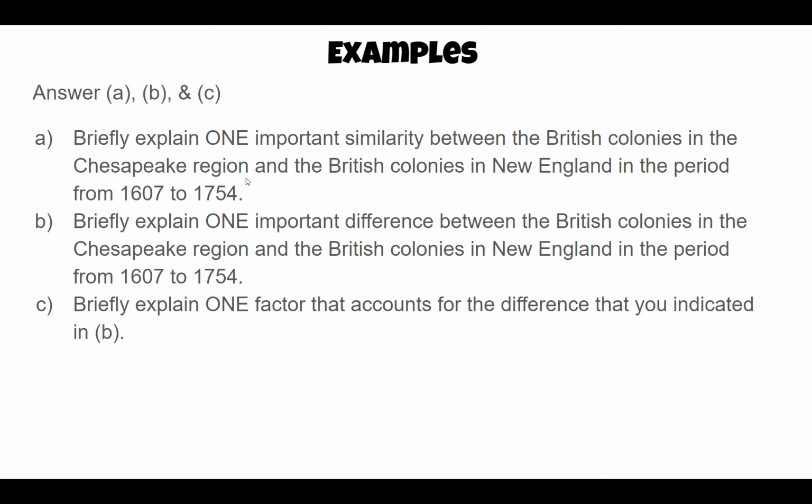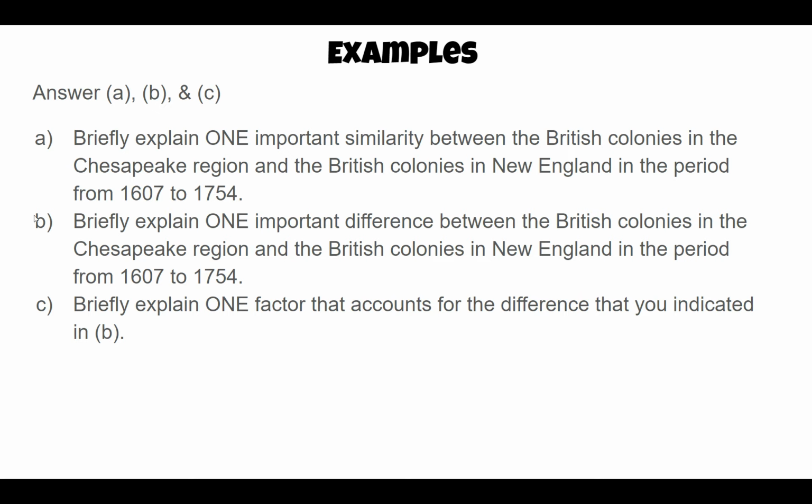There are many ways you can go to address this, and the time frame is 1607 to 1754. So you have to be within that time range. You've got to know enough content to know what some of the similarities were between those regions during that time period. Let's say you give an example of a similarity between these colonies in the 1770s. While you could provide a good description, you would be outside of that time period. And you've got to make sure you stay within that.